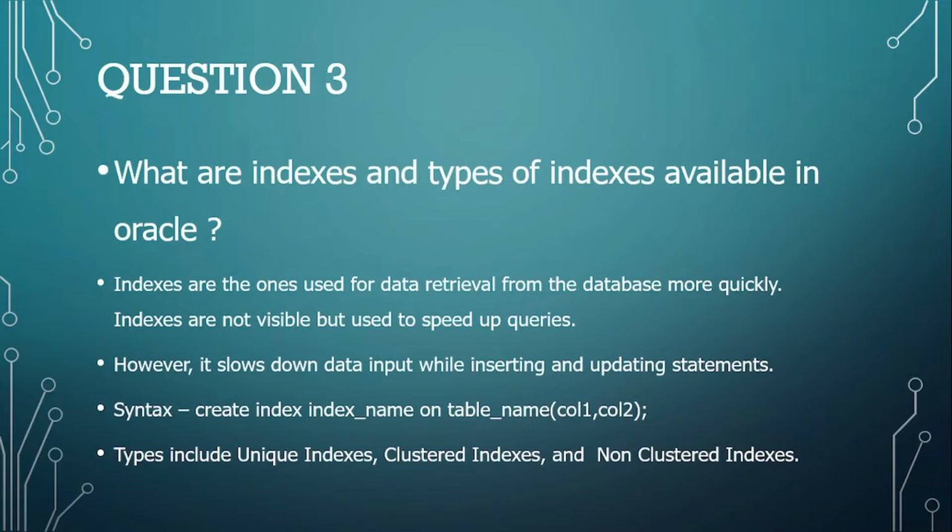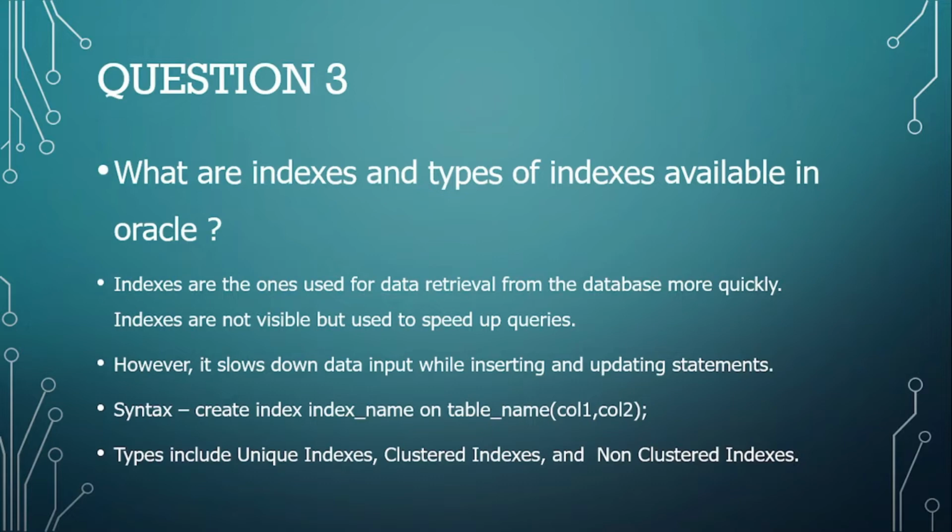So now let's go to the third question, which is all about indexes and types of indexes available in Oracle. Indexes are the ones used for data retrieval from the database more quickly. Indexes are not visible but are used to speed up the queries. However, they slow down the data input while inserting and updating. So whenever we are using DML statements like insert and update, it just slows down the data input.